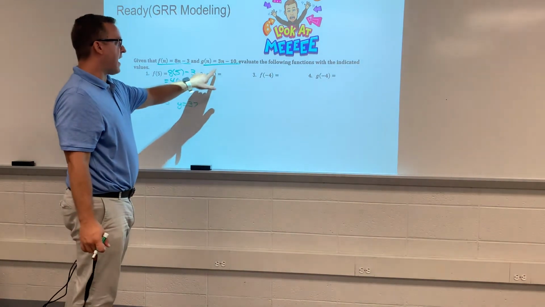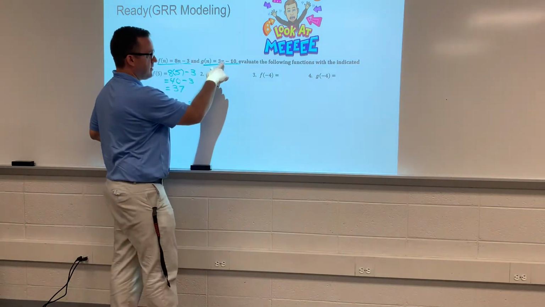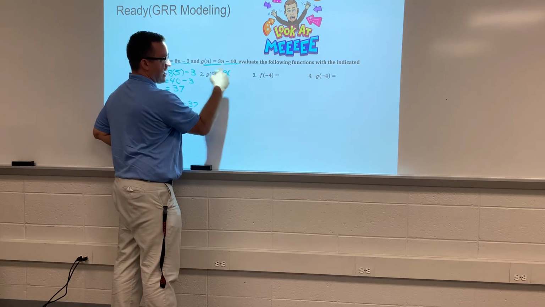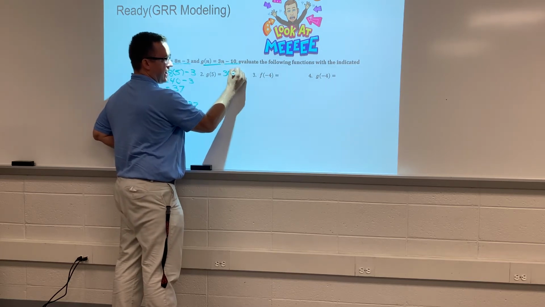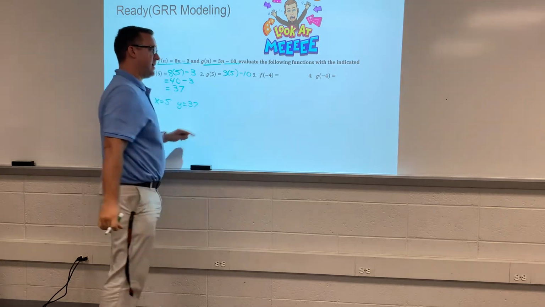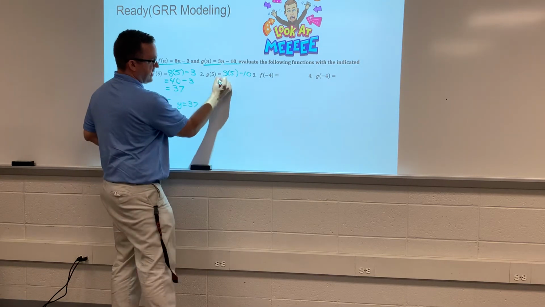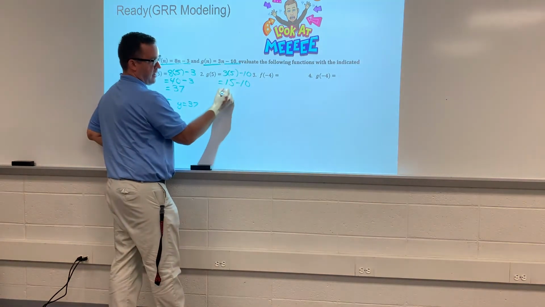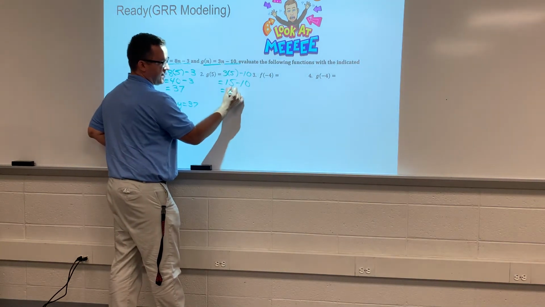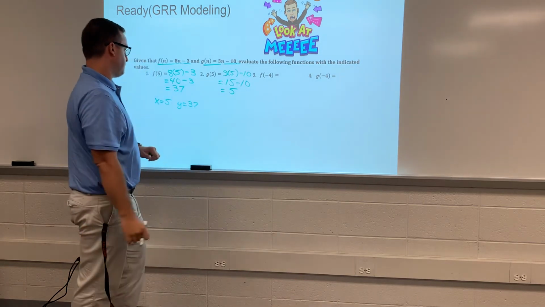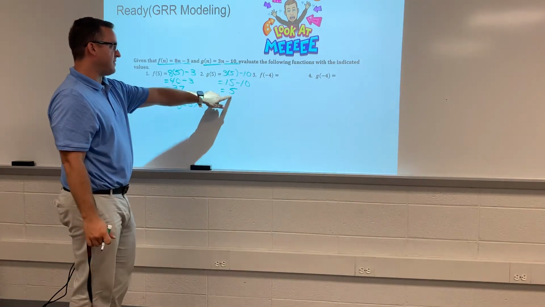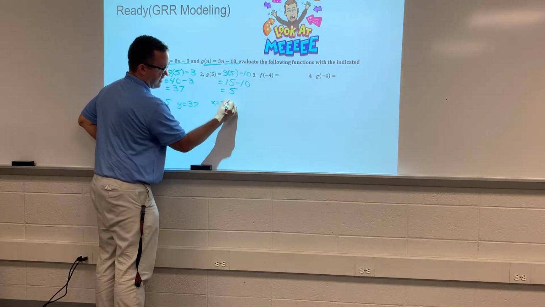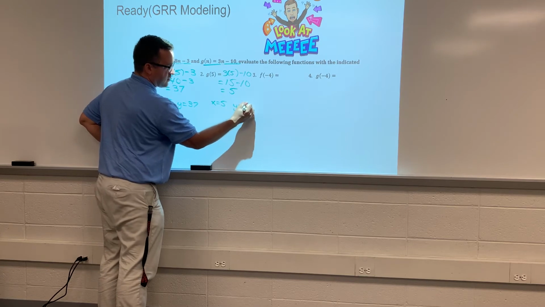So now g of 5, you can plug in 5 into the function g for n. So we go 3 times, instead of n, I put in the number 5, and then minus 10. 3 times 5 is 15, minus 10. And then when I do 15 minus 10, it gives me 5. So again, g of 5 is 5, and that's just saying if x is equal to 5, y is equal to 5.